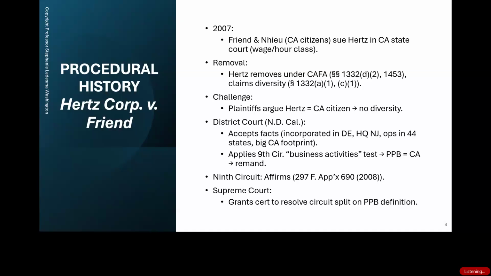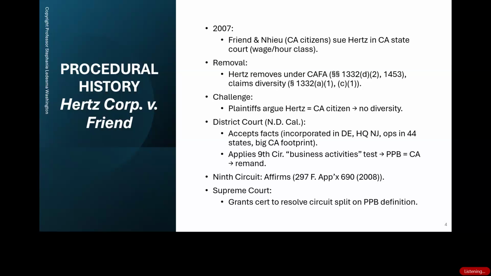So what happens? The Ninth Circuit is affirming what the lower court said, which was because of the volume of business that you have in California, California is your principal place of business. That means that the federal court is going to remand the case back to state court. Hertz is saying, no, no, no. We don't want to be in state court in California. We just don't want to be there.